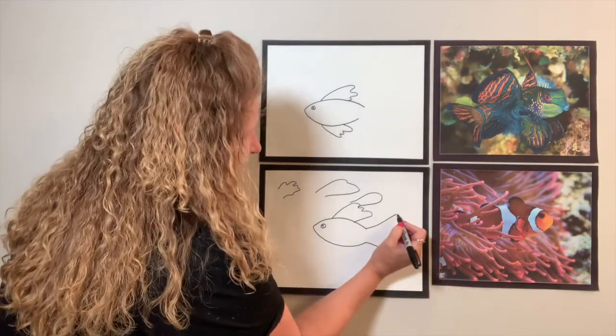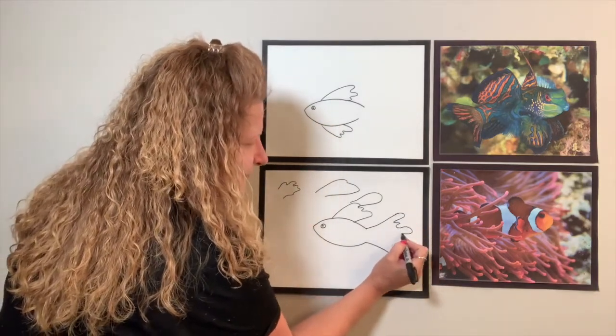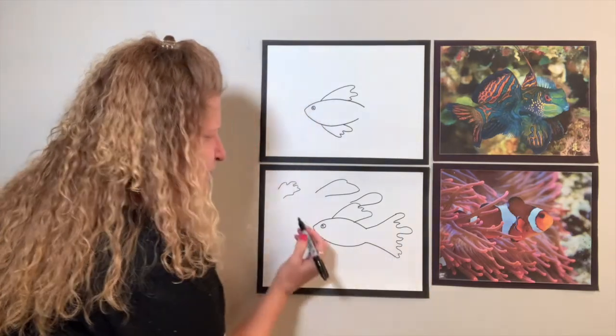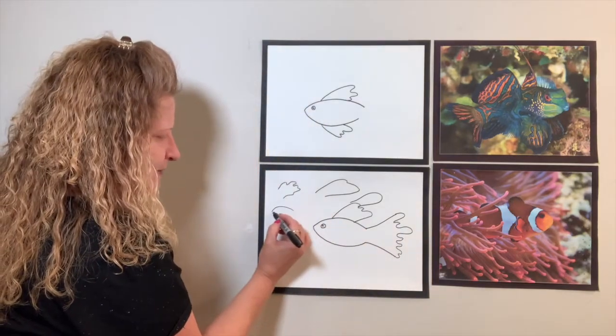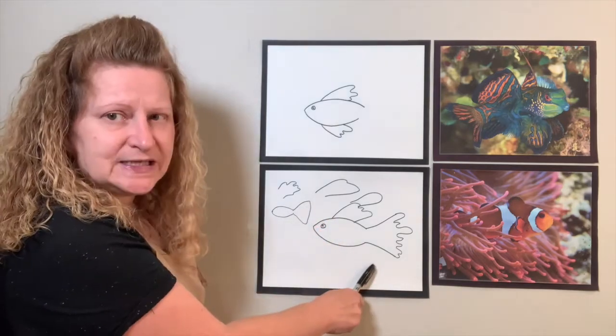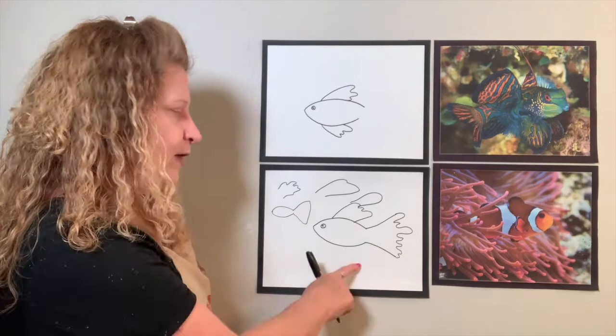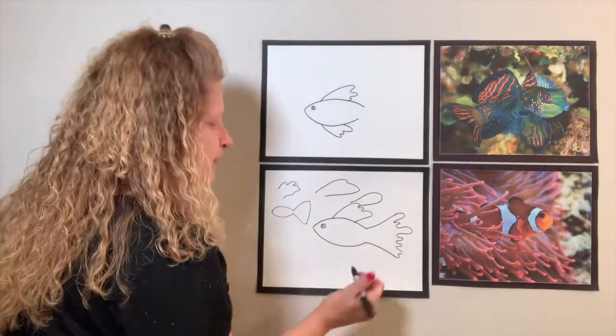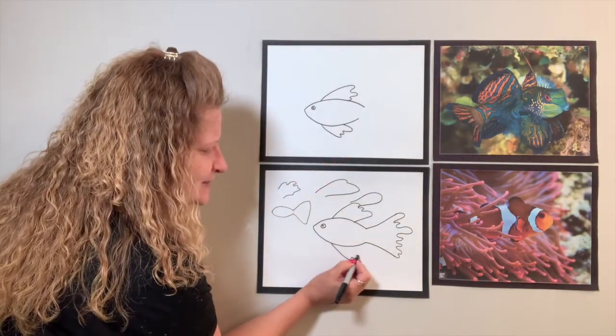And our fin could be lots of wavy lines if we want. Or again, you could maybe make your fish so that it's like this. I want you to practice making your tail on your fish before you draw it on your picture. So let's practice that now.